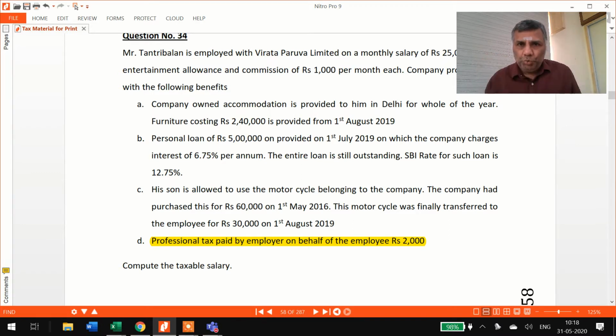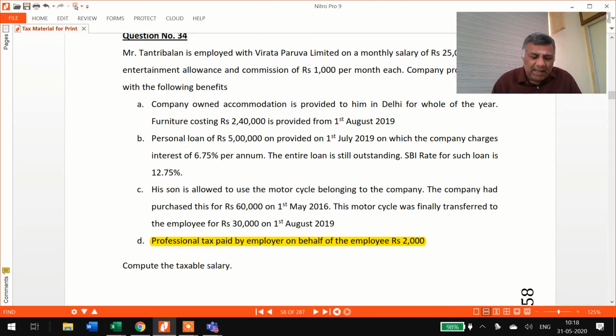What to do? This is a monetary obligation of the employee paid by the employer. So add it as a perquisite and then provide deduction under section 16(3). Either you can ignore the adjustment, but that is not the right manner to do it. The right manner to communicate to the examiner is, look, I know what you are asking for, is to add it as a perquisite.